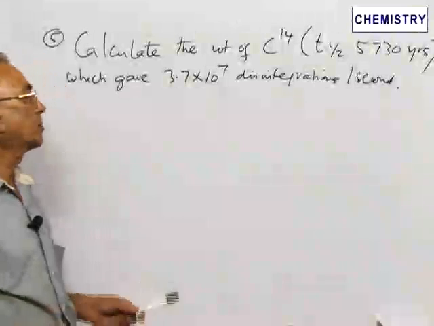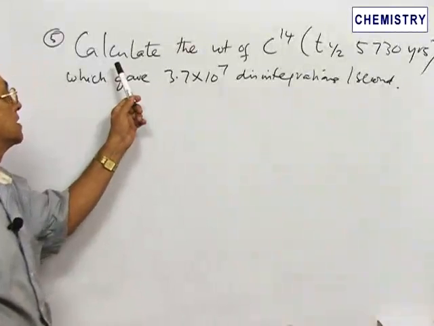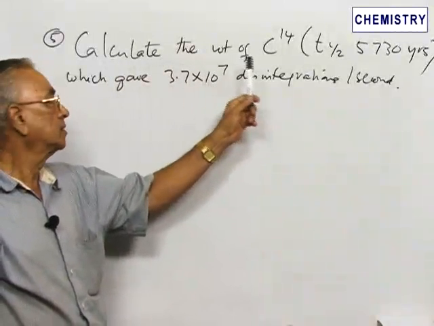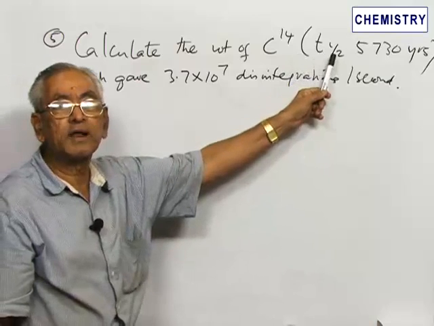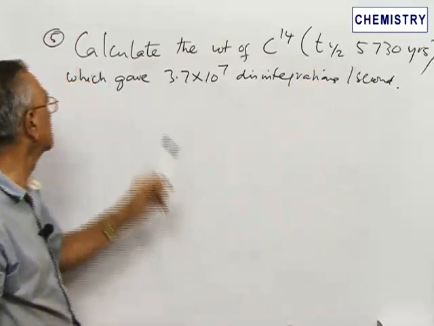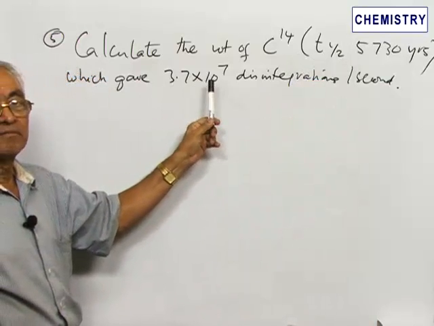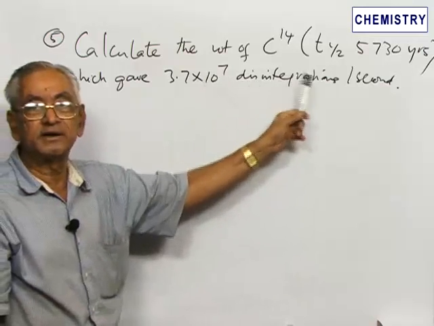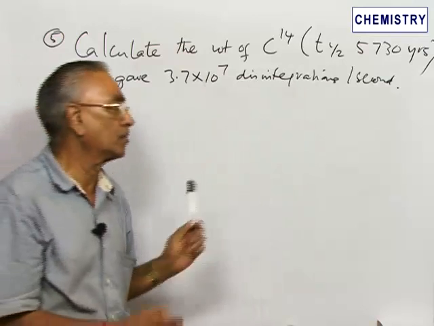Let us now go to the next problem. It's a small numerical problem. The question is, calculate the weight of carbon 14, the radioisotope, whose half-life is 5730 years, which gave rise to 3.7 into 10 to the power of 7 disintegrations per second. How to work out this problem now?